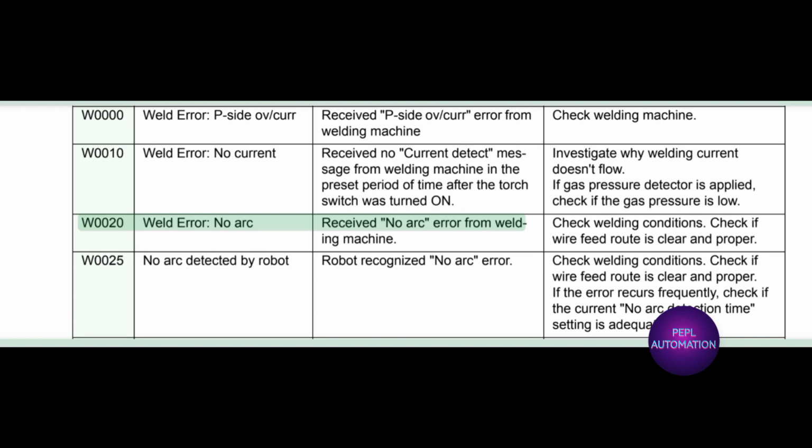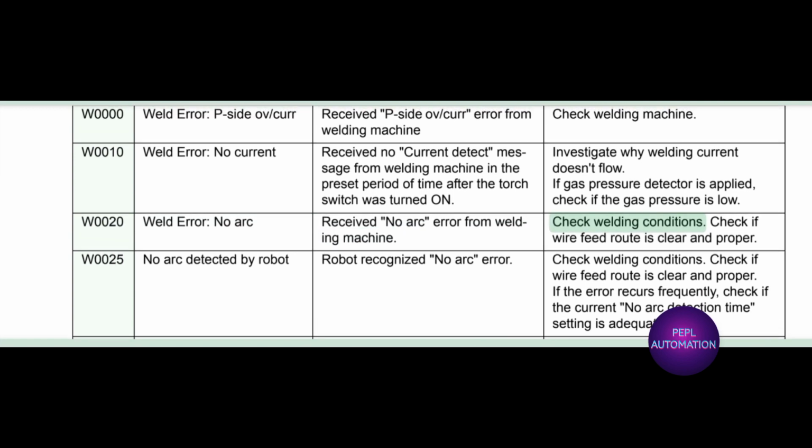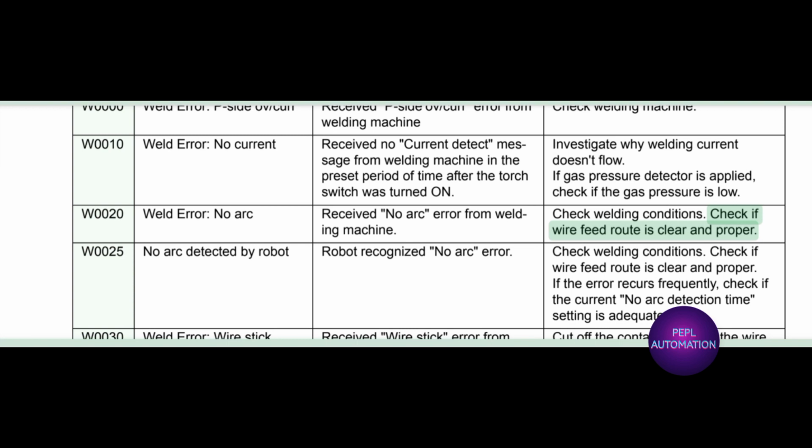W0020 weld error, no arc received. No arc, error from weld machine. Check welding conditions. Check if wire feed route is clear and proper.